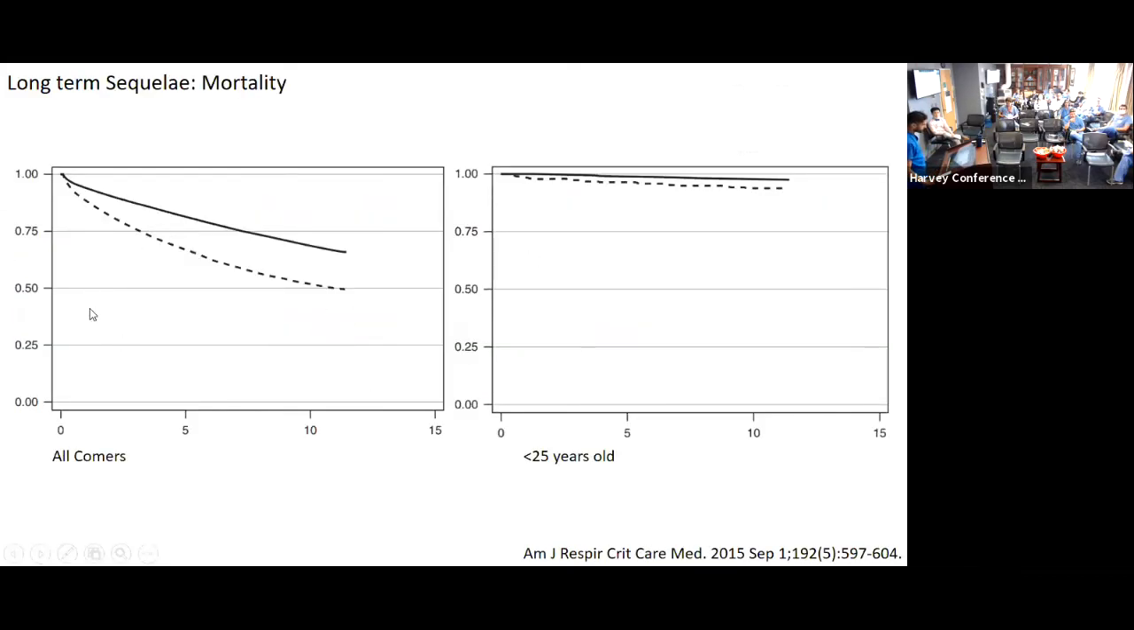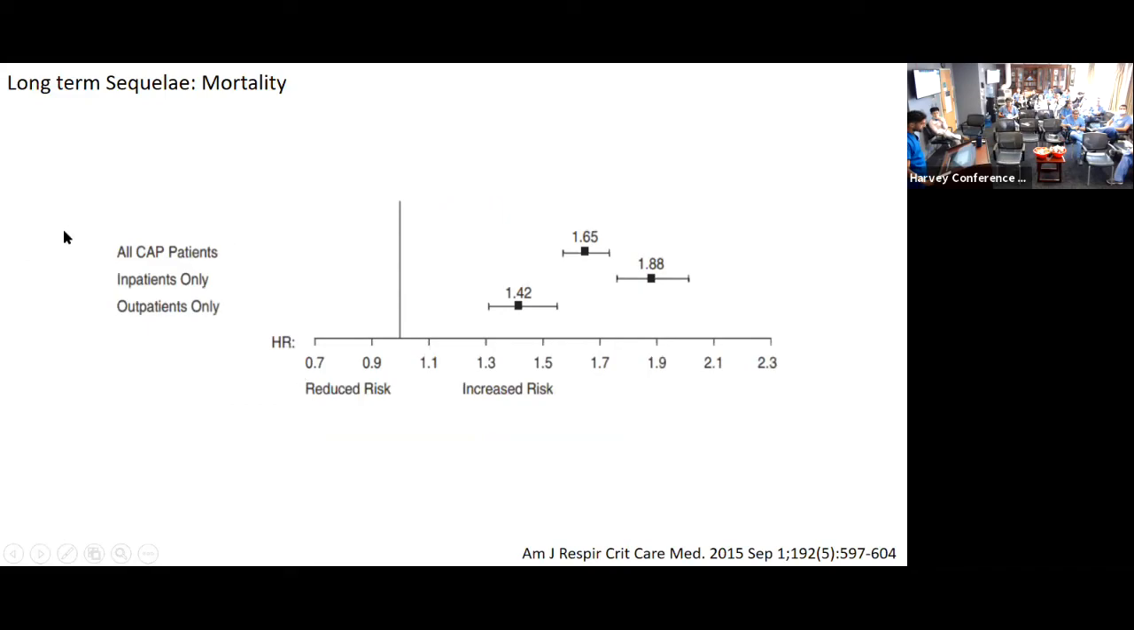This is mortality related to community-acquired pneumonia. This is a preeminent journal in our field. Over a 15-year period, how they ended up with this baseline mortality is a little bit more complicated, but the point being that if you're admitted for pneumonia, your rate of dying is higher than all comers, even if you're less than 25 years old. So this is just for 25-year-olds in a 10-year period, the risk of mortality versus the baseline on inpatients are worse than outpatients.